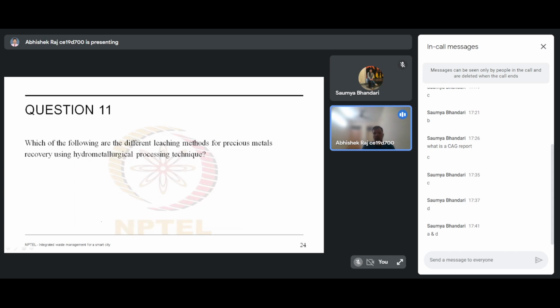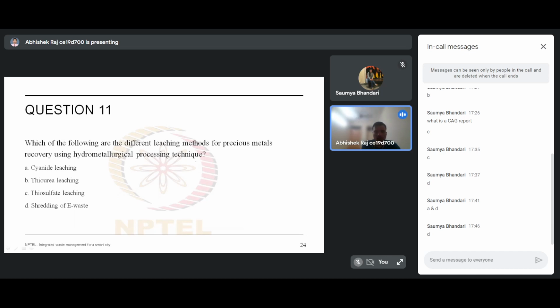The following are the different leaching methods for precious metals recovery using hydrometallurgical processing technique. The given options are cyanide leaching, thiourea leaching, thiosulfate leaching, and shredding of e-waste. Can we have some response for this? A is not correct. No problem.